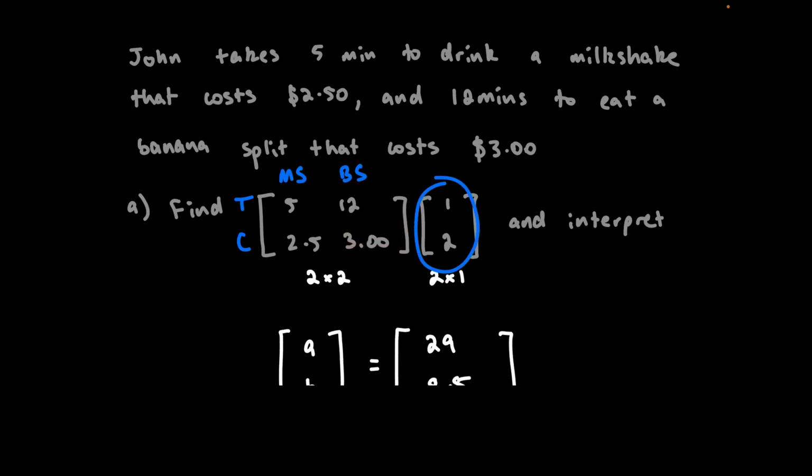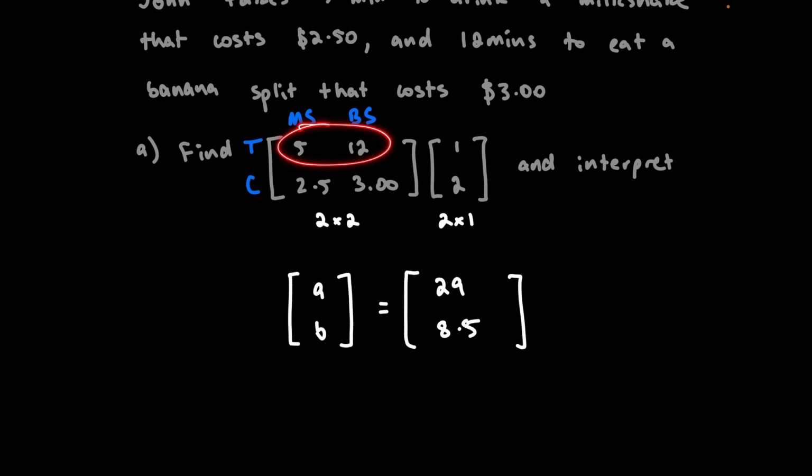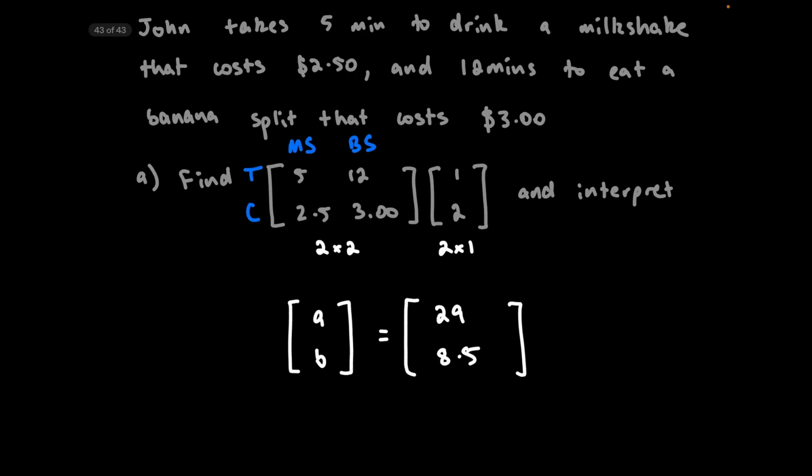And this matrix here is pretty much saying, let's first interpret the first value here. To work out the first value, we're talking about the first row, the time it took to eat a milkshake and a banana split, and we multiply it by both 1 and 2. So 5 times 1 would imply that John ate just one milkshake, and it took him 5 minutes to eat that one milkshake. And then for the banana split, we did 12 times 2. That's how we got the 29. So 12 times 2 implies he had 2 banana splits. Each of them takes 12 minutes to eat.